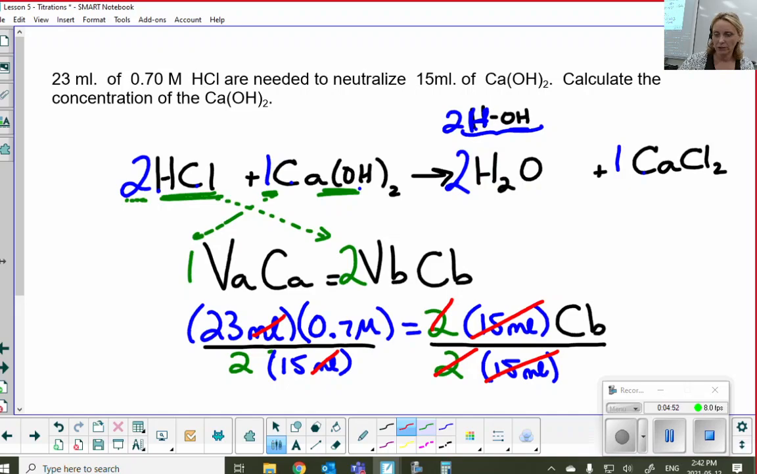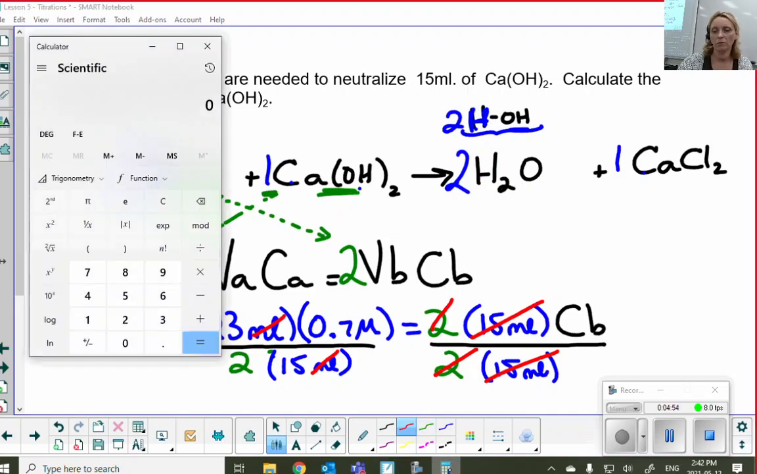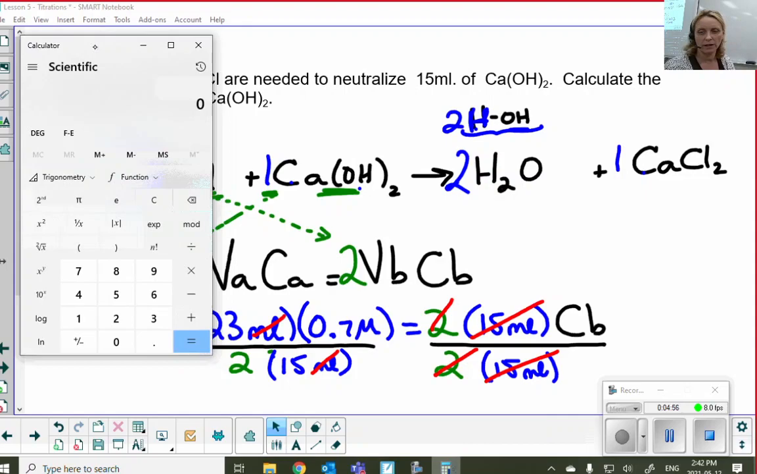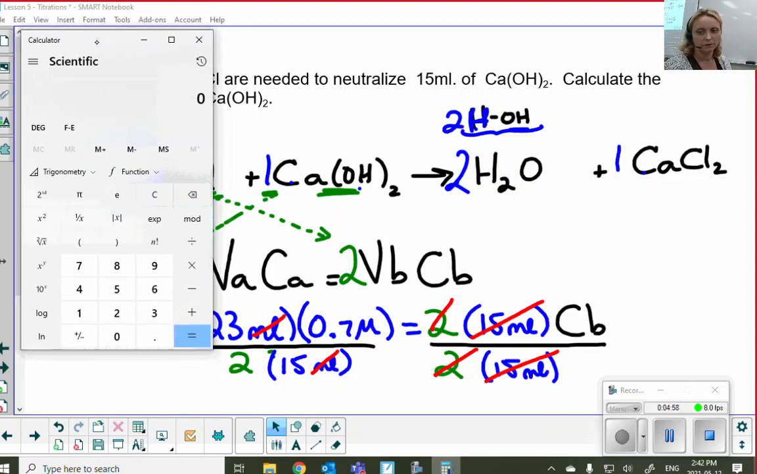Bringing up a calculator here. Remembering that we multiply numbers on the top of the line and divide numbers on the bottom of the line, we'll go 23 times 0.7. And we'll divide that by both 2 and 15. So 2 times 15 is 30. And we get a total value of 0.5366, about 0.54.